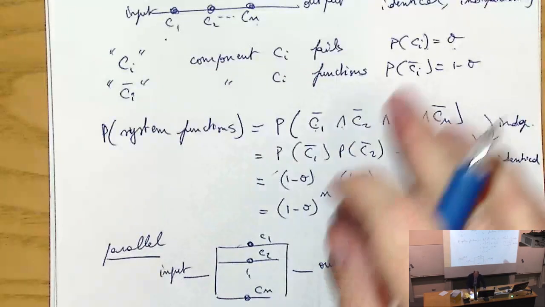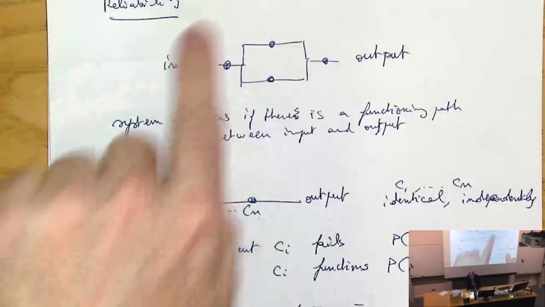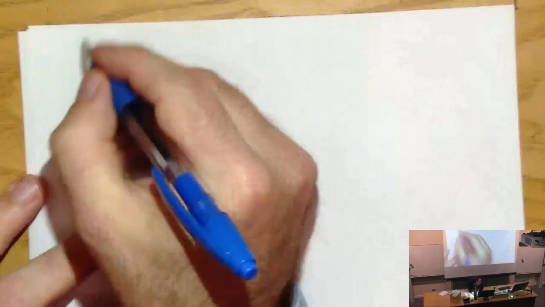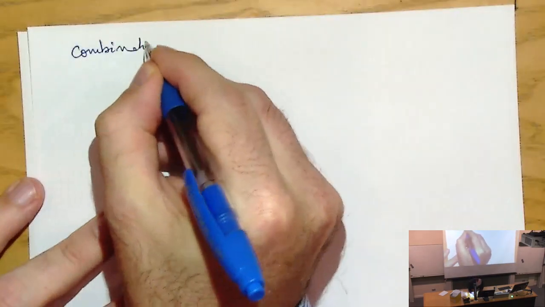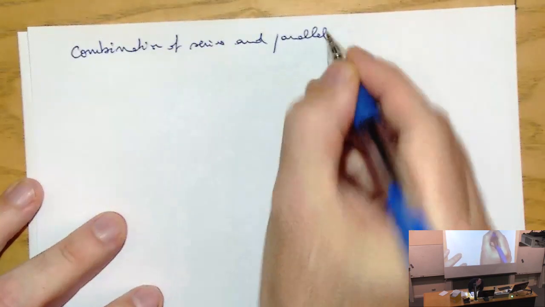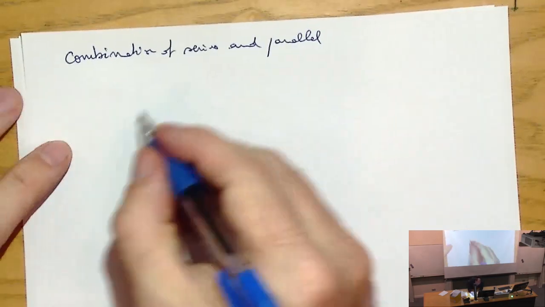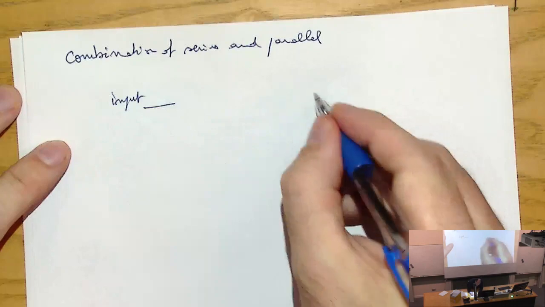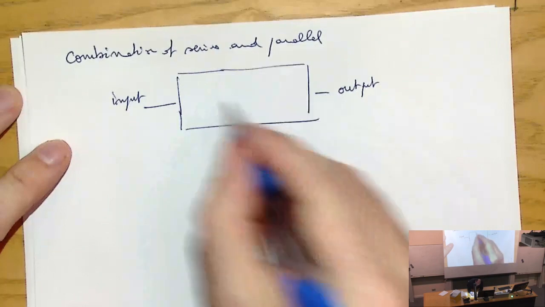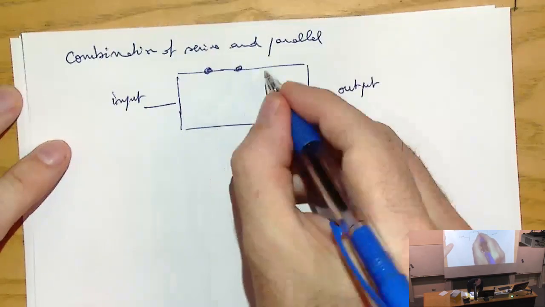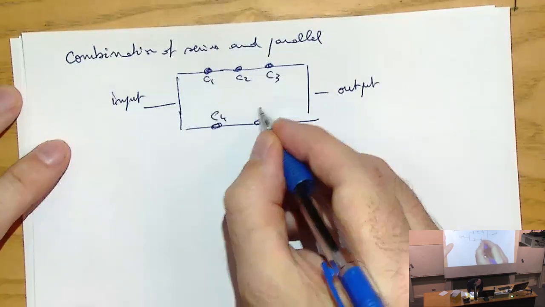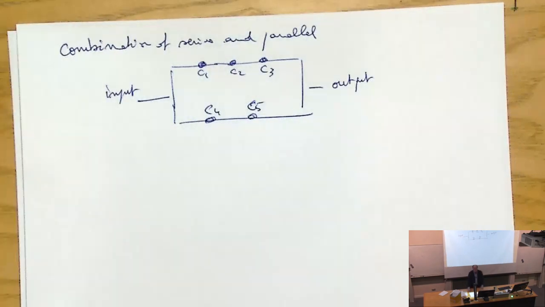And from there, you can build the probability that the system functions when you have a combination of series and parallel. Let's say you have an example here. You have an input. You have an output. And I have now a case where I have two branches. And on each branch, I have multiple components. So I have C1, C2, C3, C4, C5. Right? So how can I model the probability that the system functions?